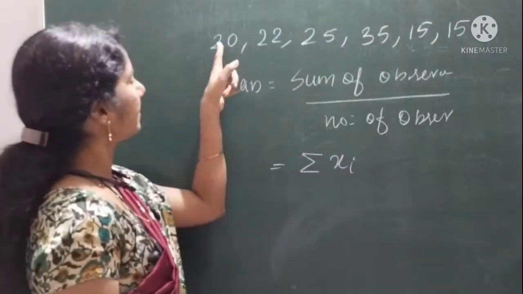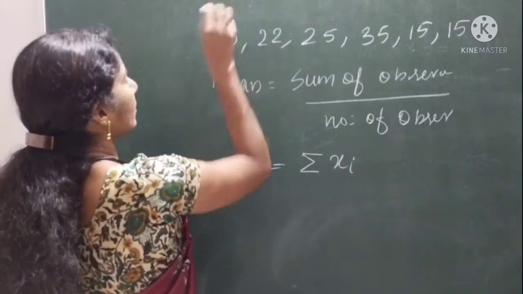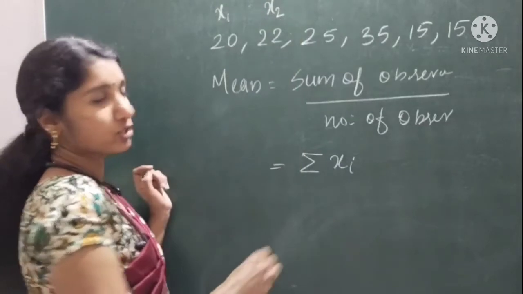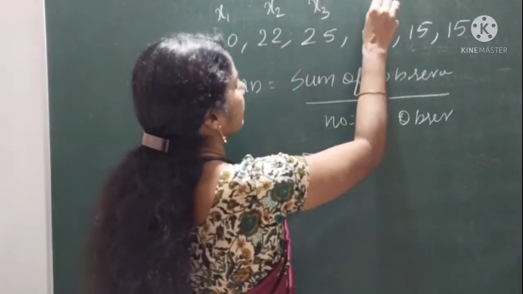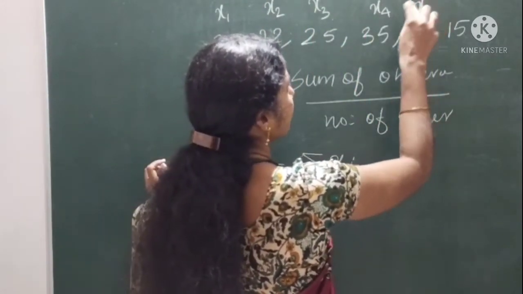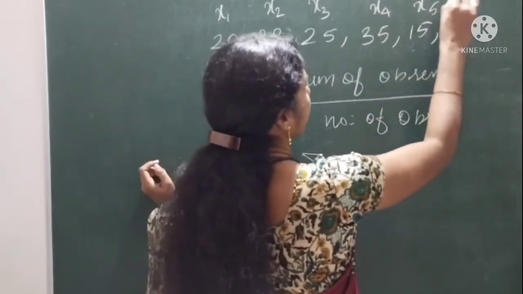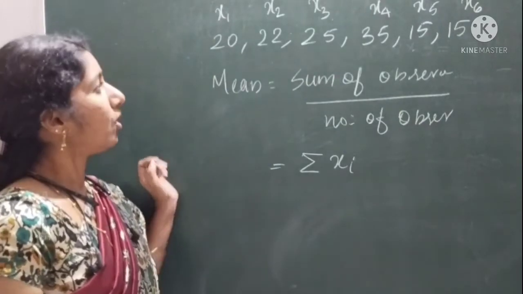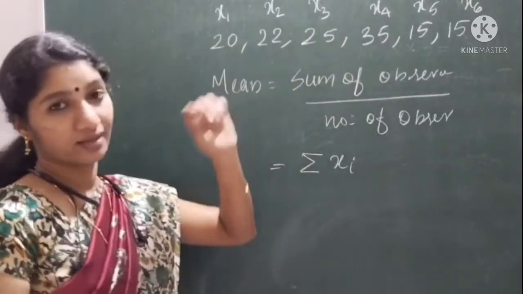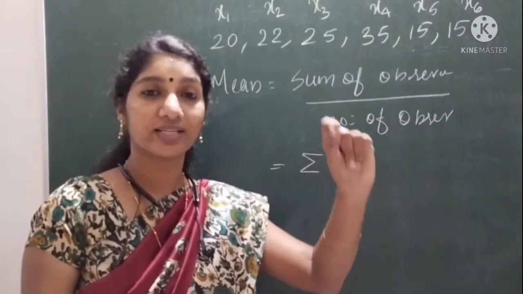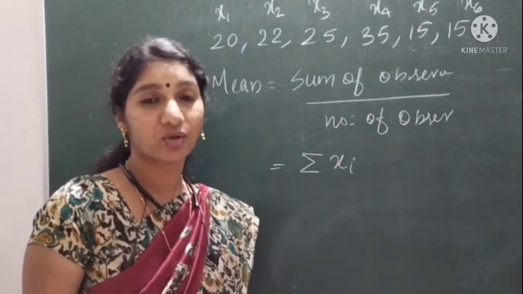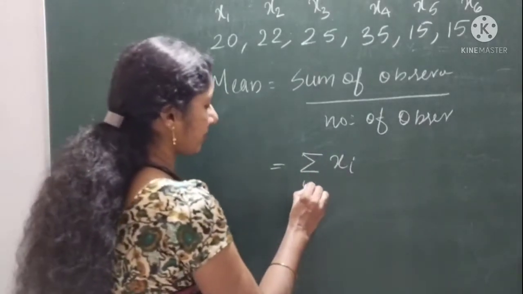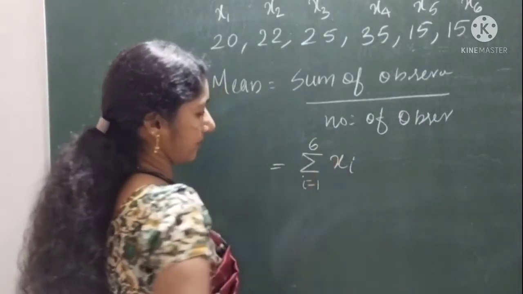Xi means, see, this is one observation, so we can call it x1. This is the second observation, we can call it x2. This is x3. This is x4. This is observation 5 and the sixth observation is x6, that is 15. So all the 6 observations we can write as x1, x2, x3, x4, x5, x6. So generally we can call them xi. Here you can write i from 1 to 6.